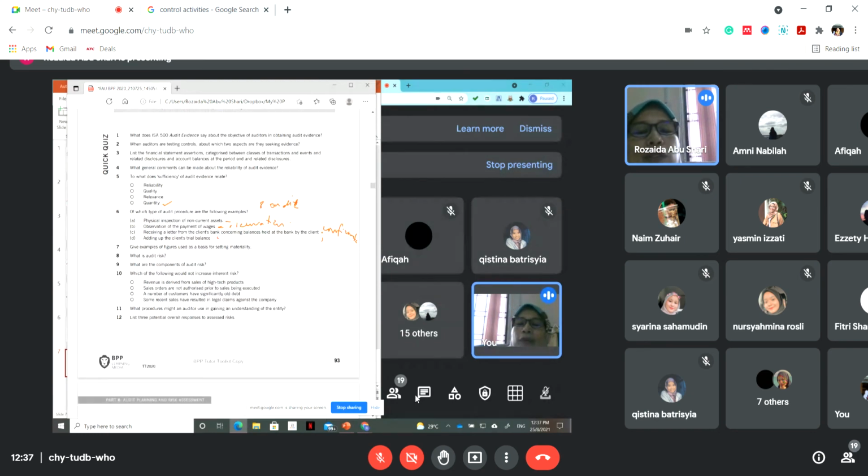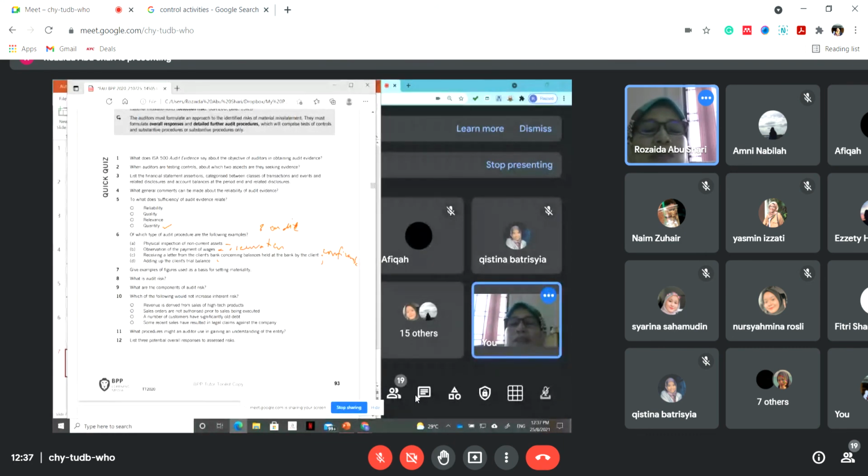So, number 10. Which of the following would not increase inherent risk? So, it means it is not inherent risk. Revenue is derived from sales of high-tech product. Is it inherent risk? Yes. Sales orders are not authorized prior to sales being executed. A number of customers have significantly old debt. Some recent sales have resulted in legal claims against the company. Which does not increase inherent risk?